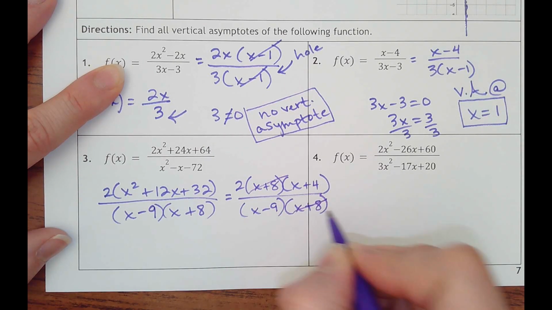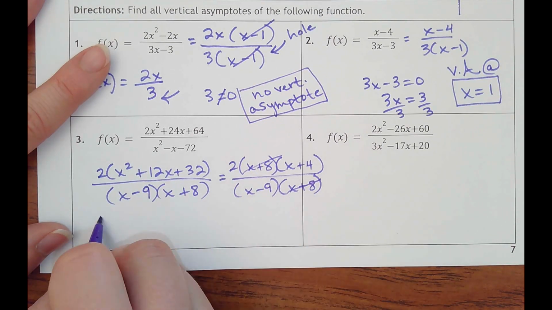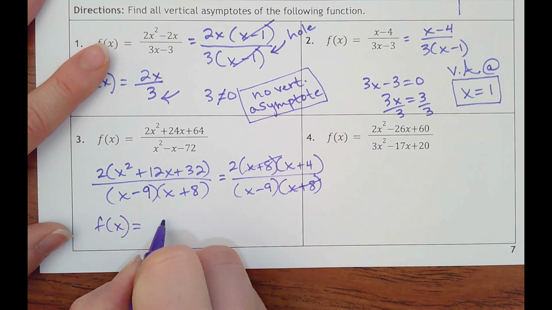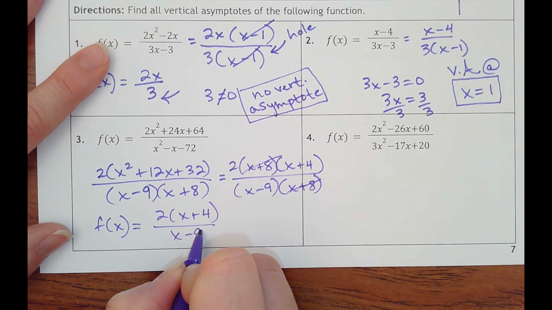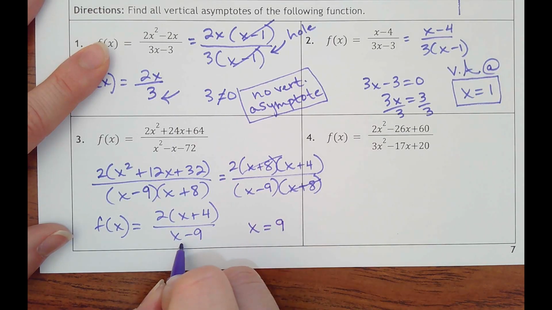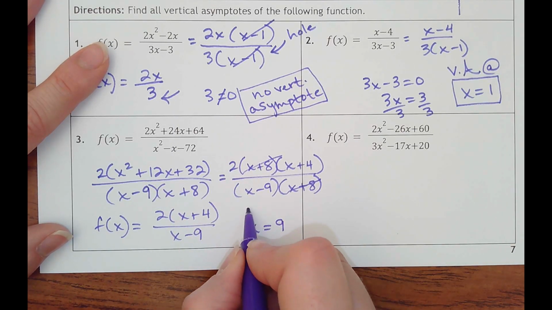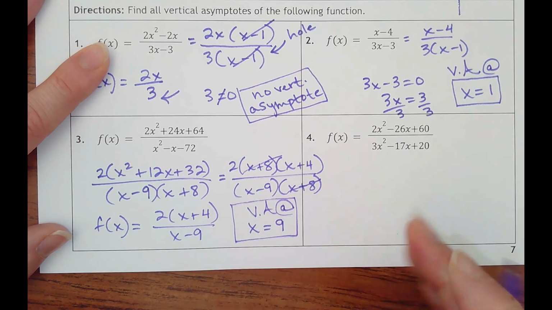Cancel the common factors of x plus 8. There's something with a hole there, but we're not worried about it. The simplified function is 2 times x plus 4 over just x minus 9. So what can't x be? Positive 9. That's setting it equal to 0 and solving. So there's a vertical asymptote at x equals 9.